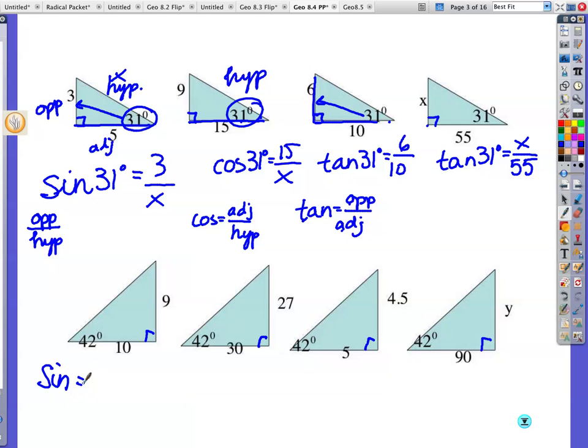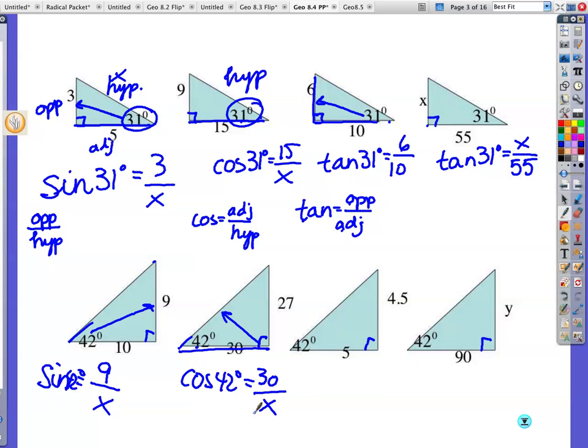Sine is opposite over hypotenuse. So opposite is now 9. The hypotenuse, I'm going to call it x. And that's sine of 42 degrees, I might add. Now I'm going to do cosine of 42 degrees. Cosine of 42 degrees is adjacent over the hypotenuse. Notice how this is adjacent. Hypotenuse is the one across from the right angle. So adjacent is 30. Hypotenuse, I don't know, so I'm putting x.